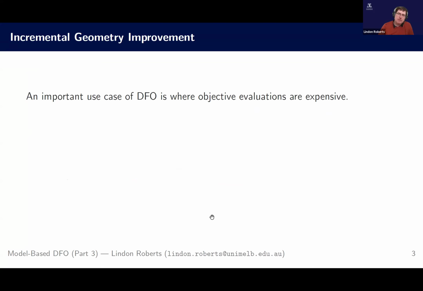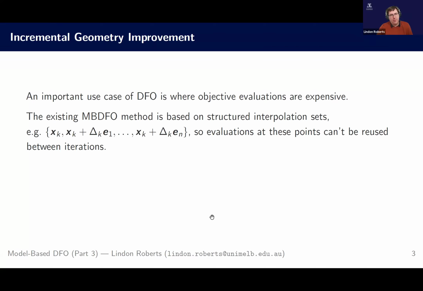So as I said on Monday, one of the important use cases of DFO is expensive objective evaluations where finite differencing becomes slow and impractical. But the method I spoke about yesterday was essentially based around the idea that at every iteration, with an x_k and a delta_k, we use that particular trust region to identify some nicely structured interpolation sets, like coordinate perturbations, that guarantee that our model has nice error bounds, for example, which leads to good theoretical results.